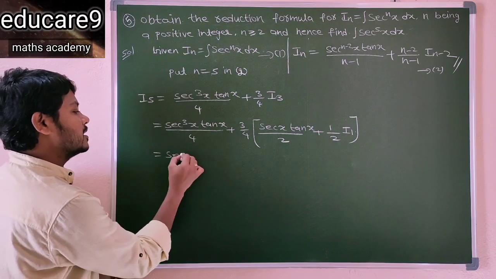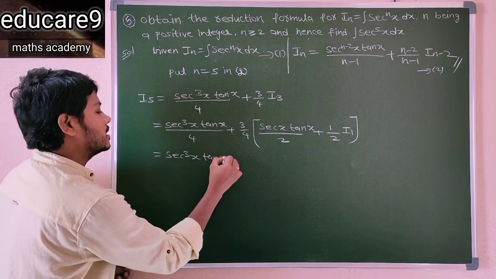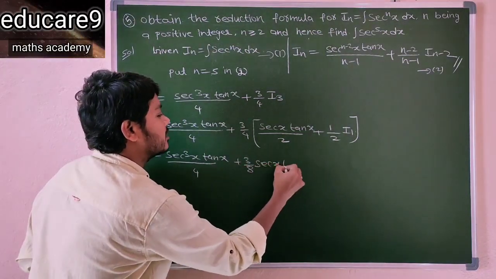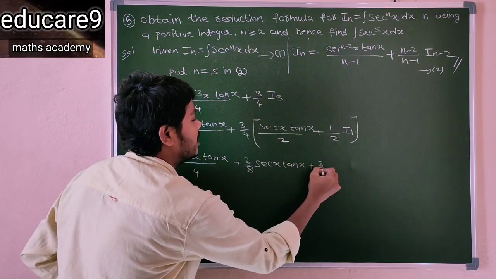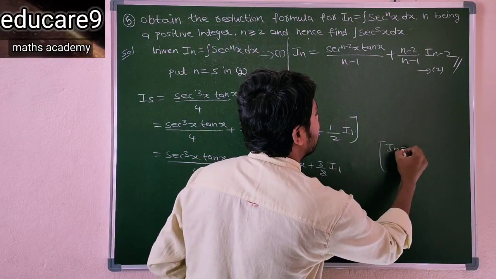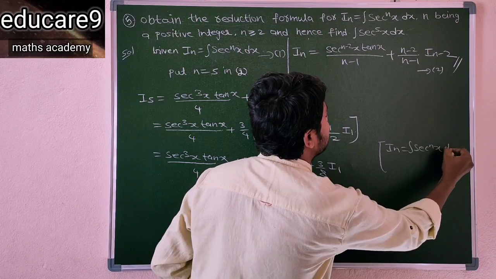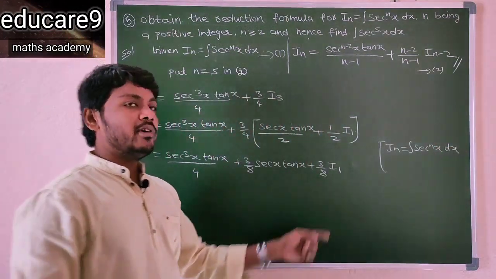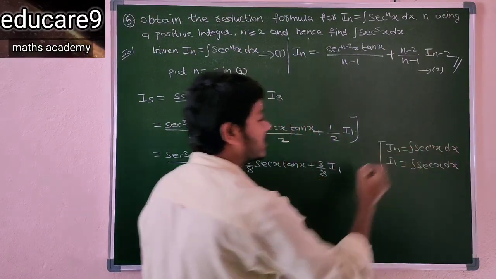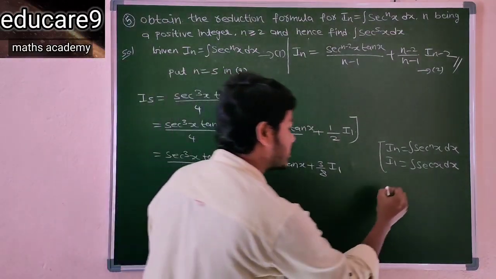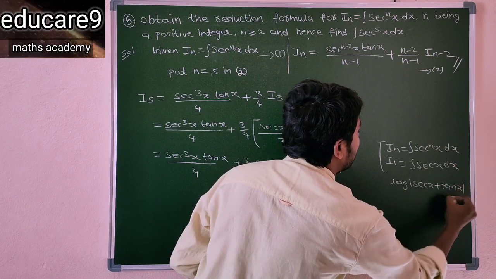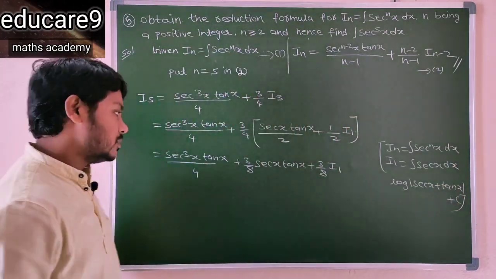Now this is what? sec^3 x tan x divided by 4 plus 3 by 8 sec x tan x plus 3 by 8 I1. So you know that I_n is the integration of sec^n x dx. So you want I1, so substitute n equals 1, what you get? Integration of sec x dx. So you know that integration of sec x is log of mod sec x plus tan x plus c. So you have to apply this one.